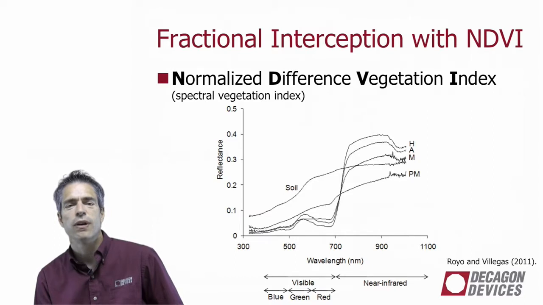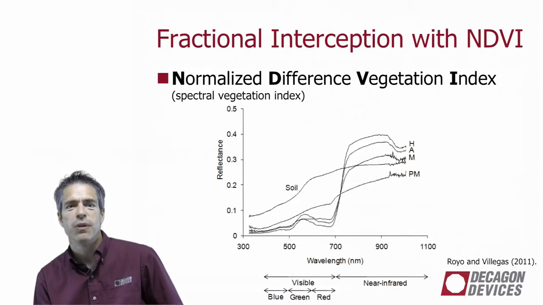We have a very large difference between the absorbed radiation in the visible range and the reflected radiation in the near infrared. And notice how that changes as that plant matures and goes even into post-maturity stage. And also note here the large difference between the soil spectrum and any of the plant spectrum.